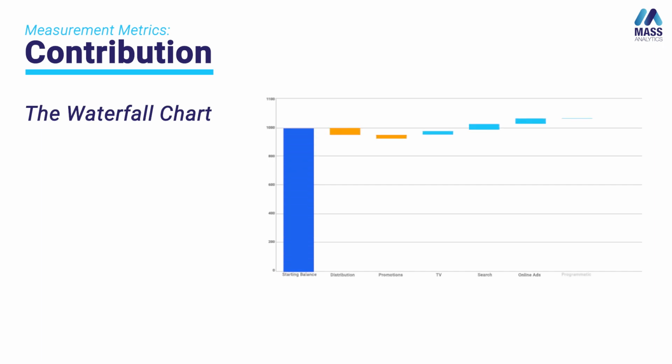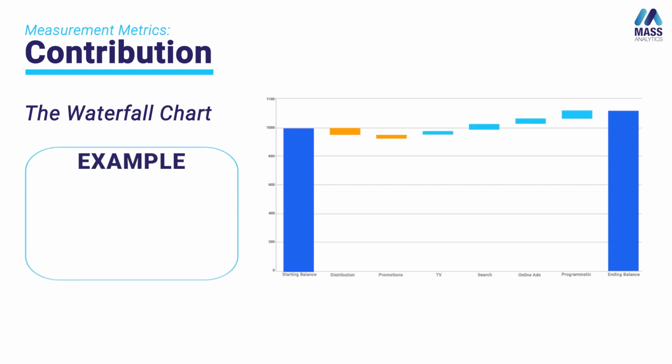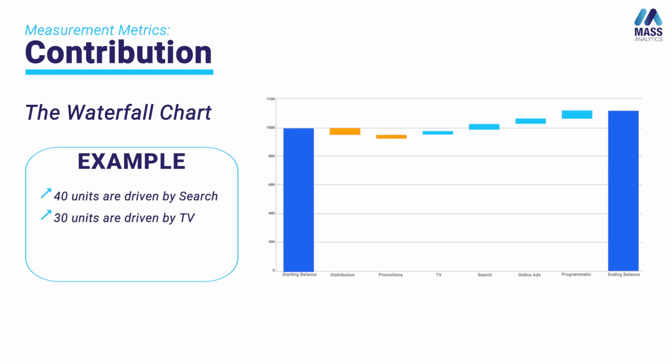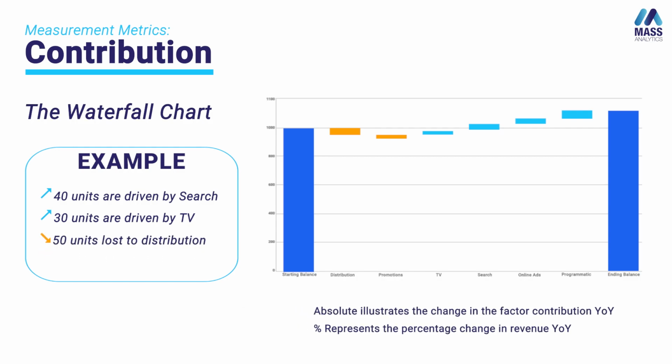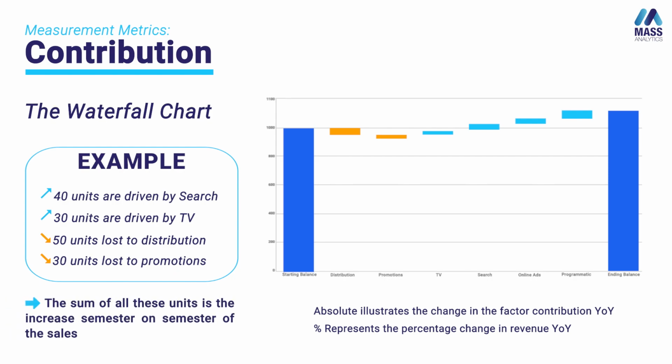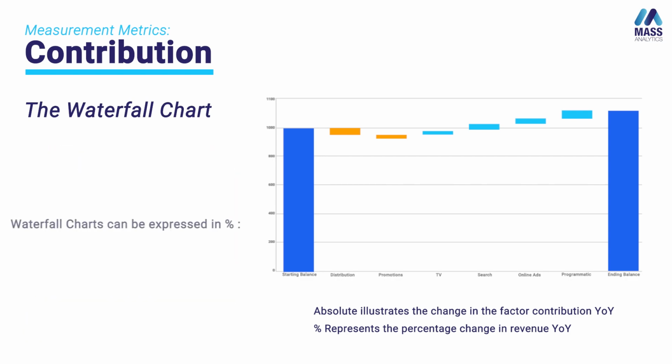If you look at the graph we have here, we can clearly see that 40 units have been driven by search, 30 units by television. However, we lost 50 units to distribution and 30 units to promotions. If you add all those up, we will obtain exactly 100, which is the increase semester on semester for your sales. Waterfall charts can also be expressed in terms of percentages.